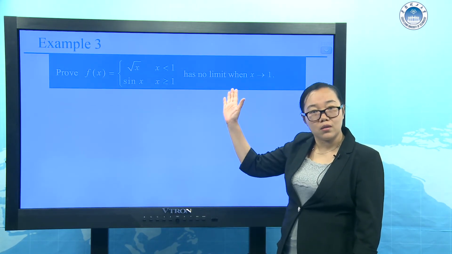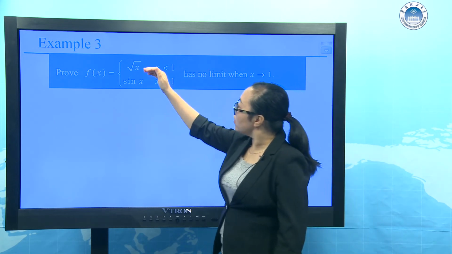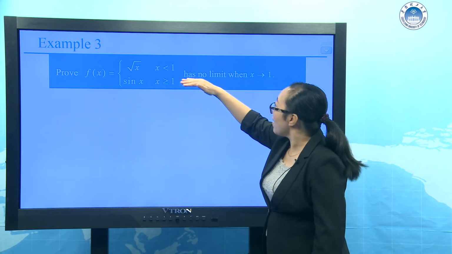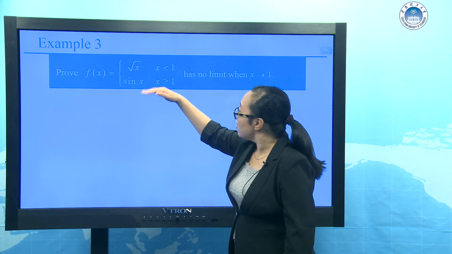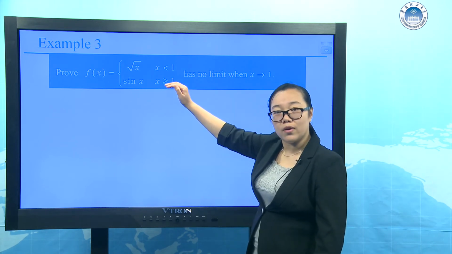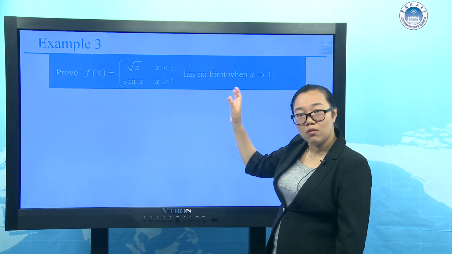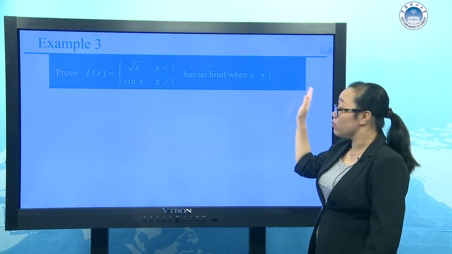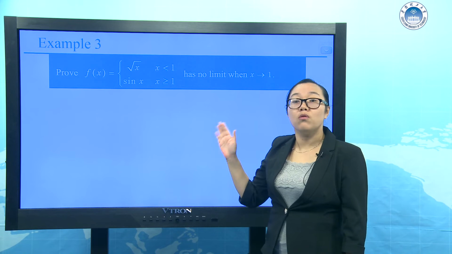Now look at example 3. Prove f(x) equals square root x if x less than 1, f(x) equals sin x if x larger than or equal to 1, has no limit. Under the condition x tends to 1, the result is given: has no limit.